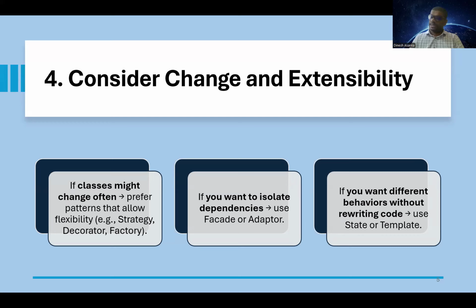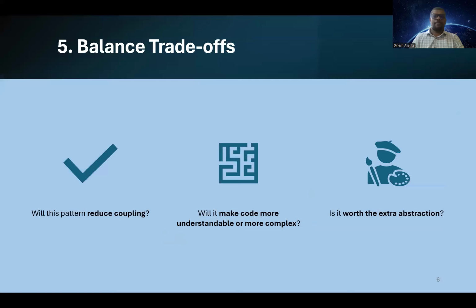So you can see, depending on different behaviors and different cases, you can use a specific design pattern. Now, there should always be a checklist. Once you select the design pattern, go and recheck. Will this pattern reduce coupling? Will this make the code more understandable? A very important thing is code readability.